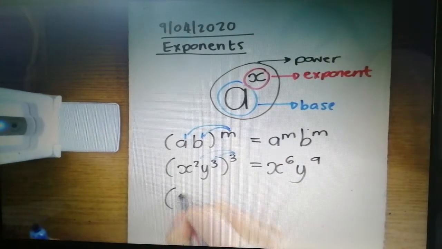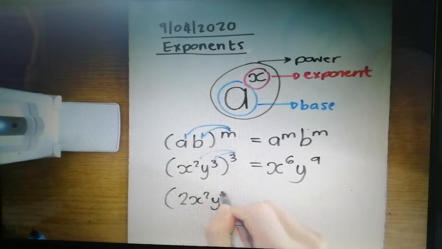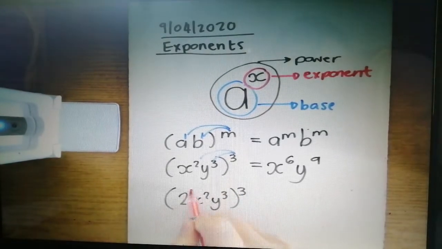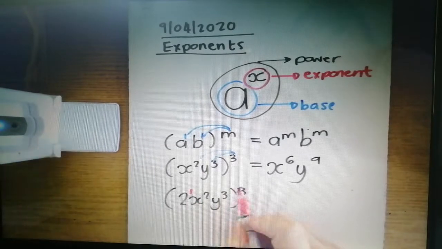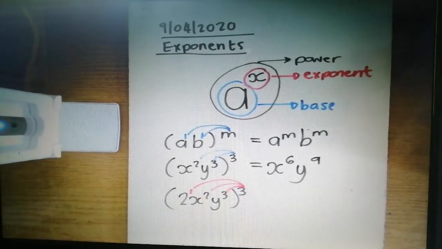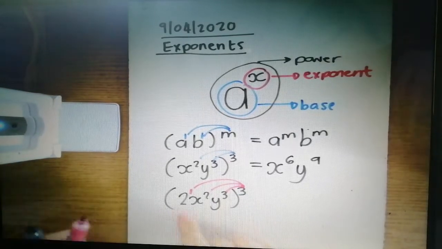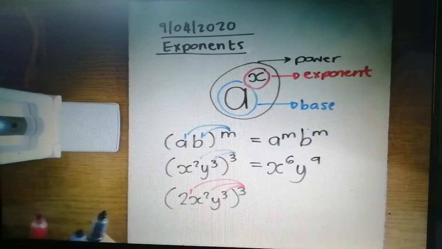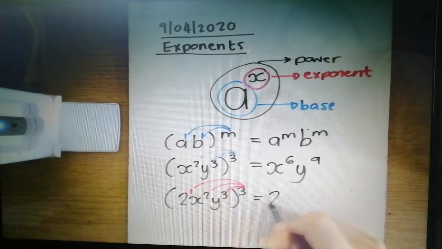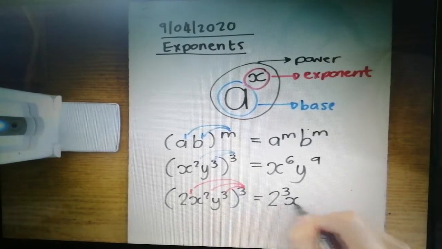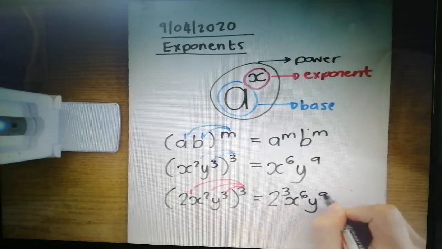Well, if I tell them (2x²y³)³. Remember, this 2 also has an imaginary 1 over here. So you have to take the 3 to all 3 of these bases, okay? It has an imaginary power of 1. You don't say 2 times 3, which is 6. You take the power to the power, and I end up with 2 to the power of 3, because 1 times 3 is 3. x to the power of 6, y to the power of 9.